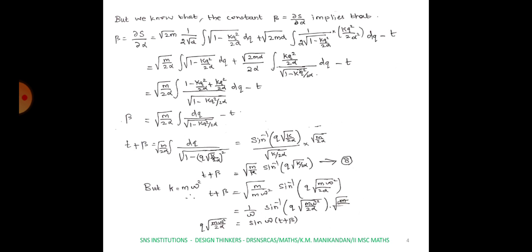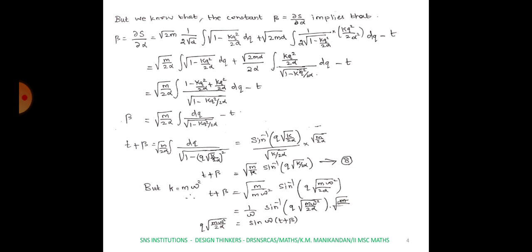From the two terms, take root of m by 2 alpha outside, you will get 1 minus kq square by 2 alpha plus kq square by 2 alpha divided by root of 1 minus kq square by 2 alpha dq minus dt. And the two terms, minus kq square by 2 alpha plus kq square by 2 alpha, get cancelled. You will get integral dq divided by root of 1 minus kq square by 2 alpha minus dt. This is the value of beta.